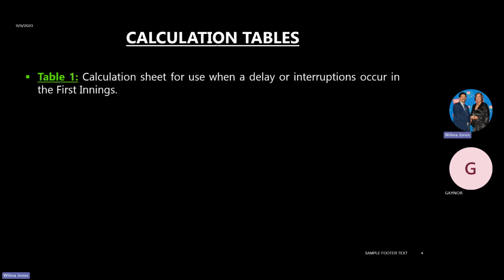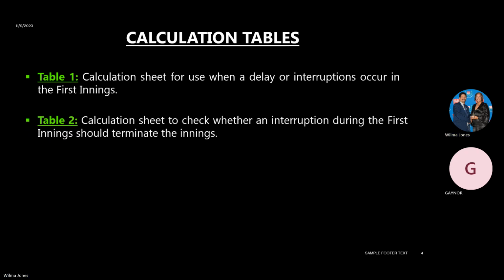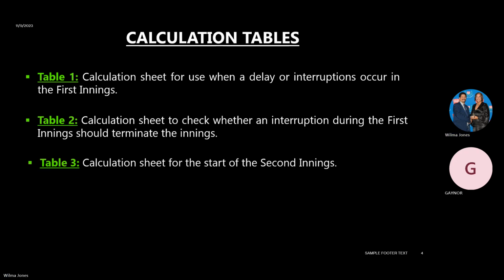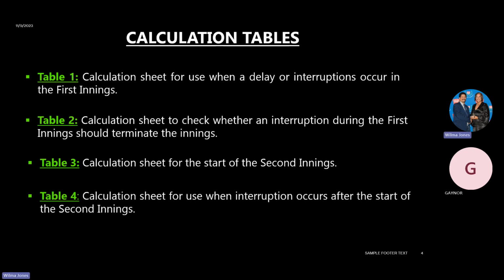Table 1. This is the calculation sheet for use when a delay or interruption occurs in the first innings. Table 2. The calculation sheet to check whether an interruption during the first innings should actually terminate that innings. Table 3. The calculation sheet for the start of the second innings. And Table 4. Calculation sheet for use when an interruption occurs after the start of the second innings.